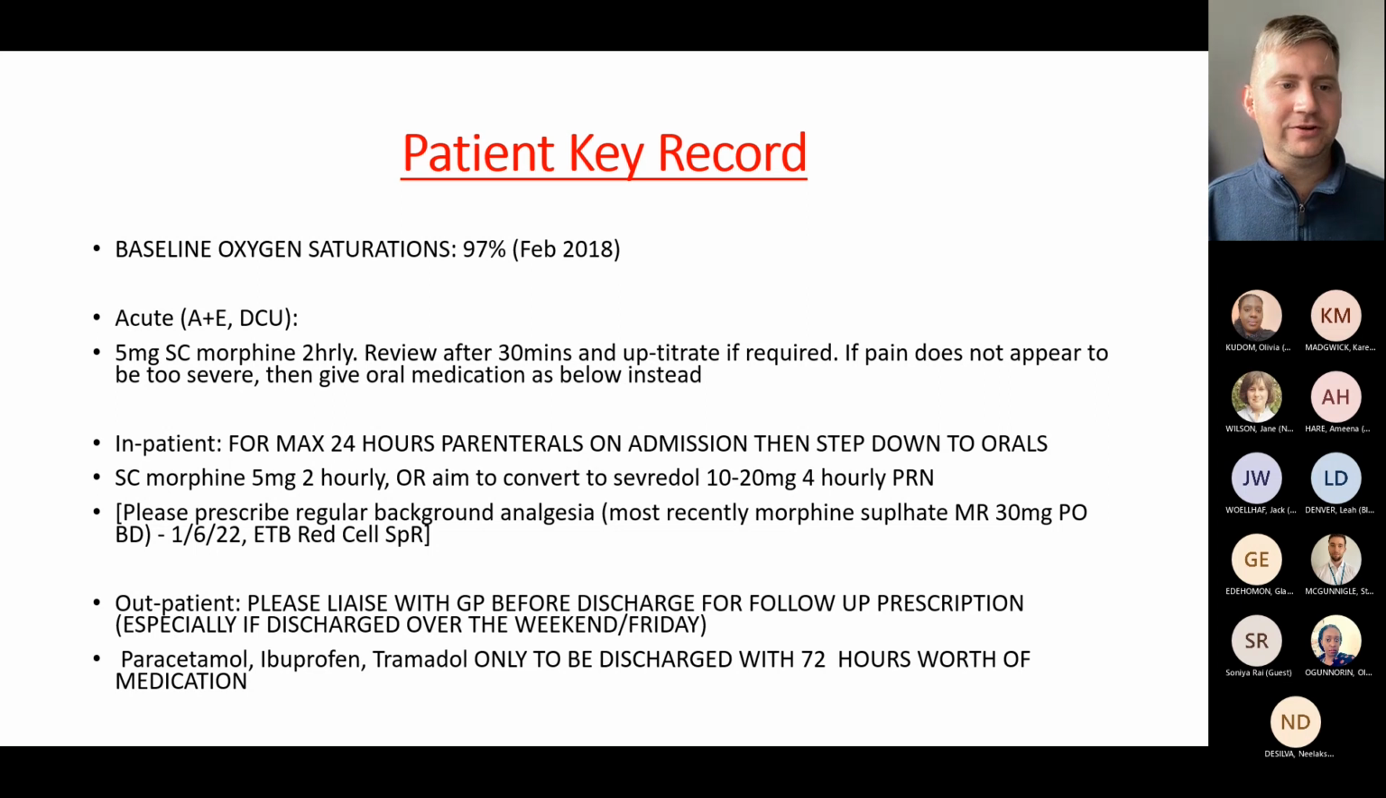For inpatients in for a maximum of 24 hours, they can have parenterals, so subcut. And then we need to step down to orals. Subcut morphine 5 milligrams 2 hourly, or aim to convert to Sevredol 10 to 20 milligrams 4 hourly PRN.